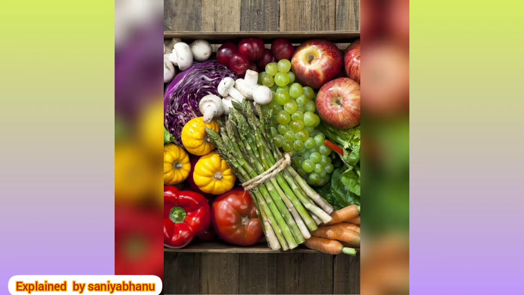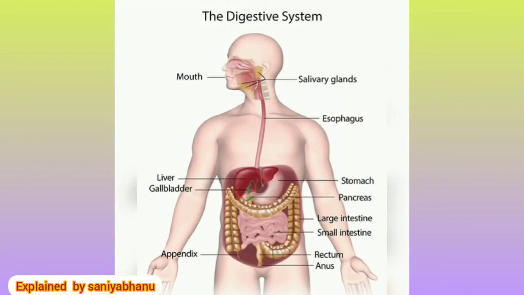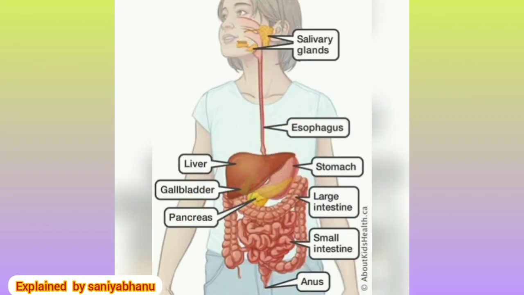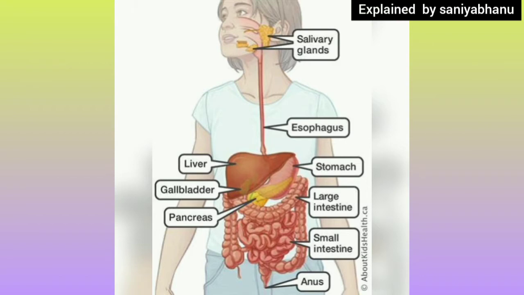Food is cut and crushed by our teeth in the mouth and mixed with saliva to make it a wet and slippery lump called bolus. This process is also called as mastication. This bolus is suitable to pass through esophagus. Saliva is secreted by 3 pairs of salivary glands.